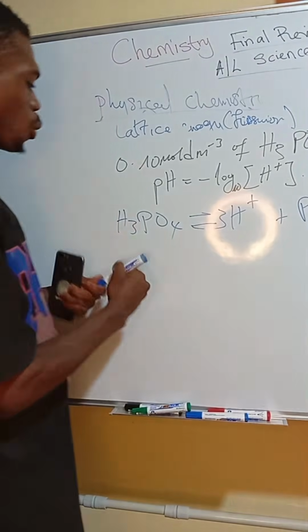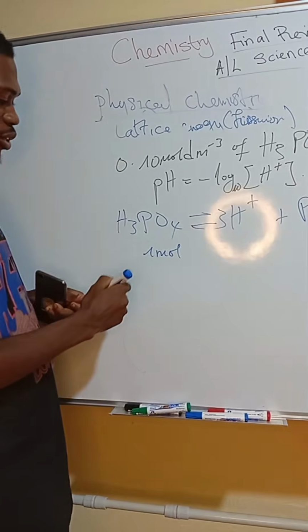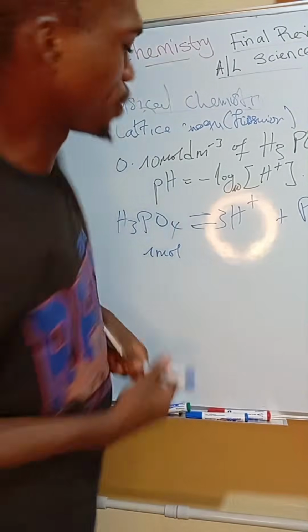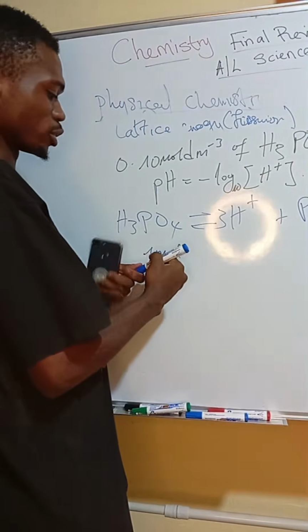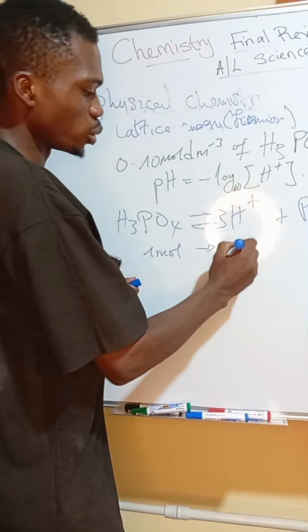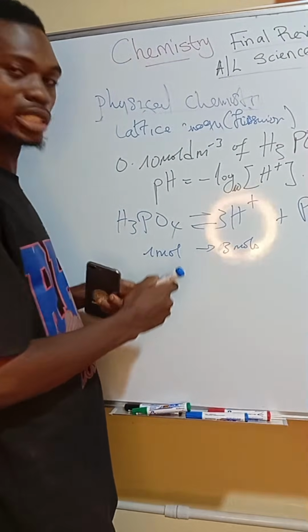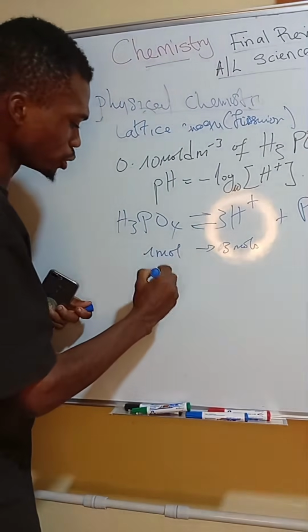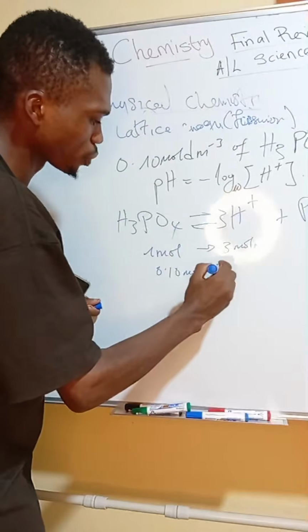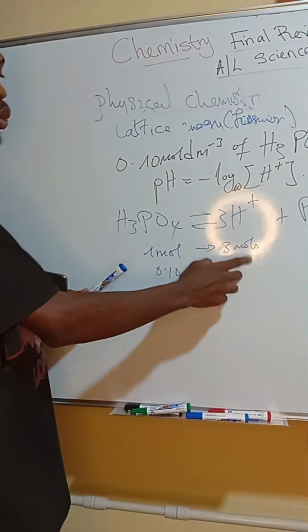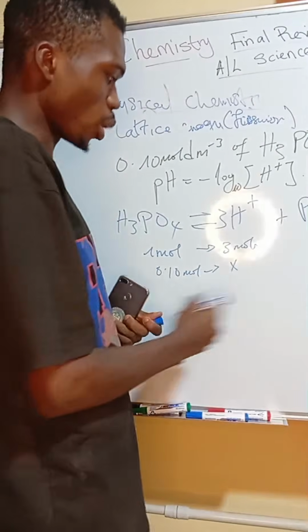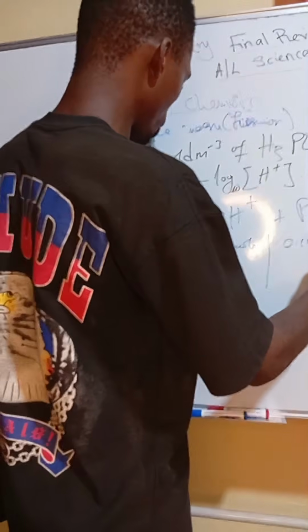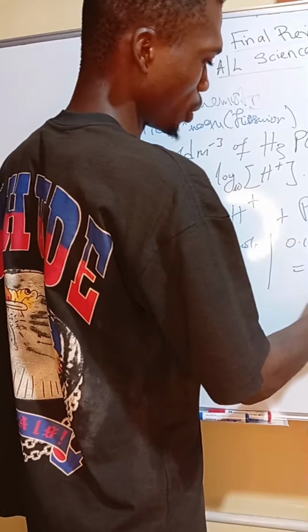So what does it mean? 1 mole of phosphoric acid will yield us 3 moles of H plus. It now tells us that 0.10 mole of phosphoric acid will now yield us X. So what will X become? X is going to be 0.10 times 3, of course. So that would be 0.30.